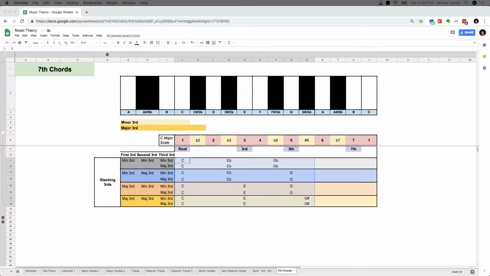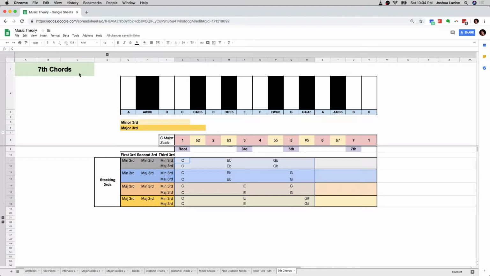This video is going to be all about seventh chords. We're going to talk about what a seventh chord is, how to build one, all the different kinds of seventh chords there are, and what they're called. And then later we're going to talk about what the notation is for seventh chords, so you'll recognize them when you see them on a chord chart or on a website when you're looking up chords.